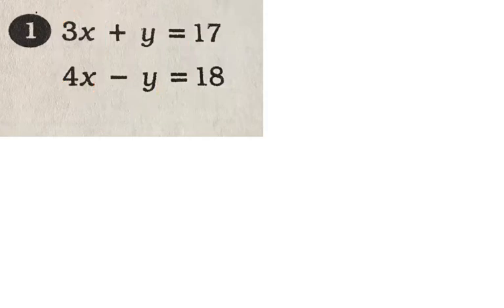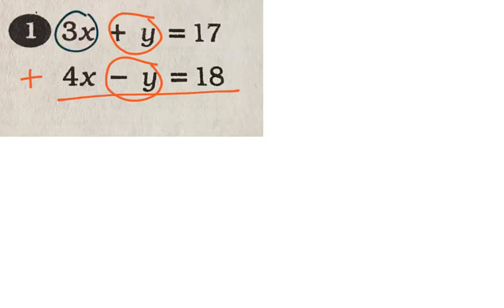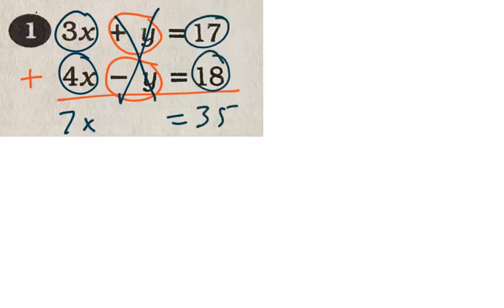Then my goal is to eliminate one of the variables, either the x or the y. And if you notice, I have a positive y here and a negative y here. So it's already set up for us. All I have to do is add. And notice, I know that 3x and 4x is 7x. The y minus y goes to 0. That's what we want. We want it to cancel out, right? And that, of course, equals 17 plus 18 is 35.